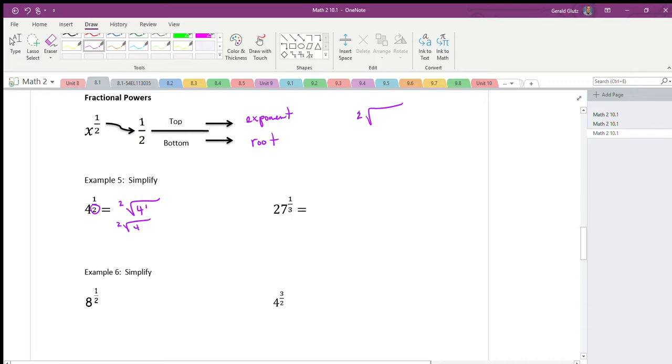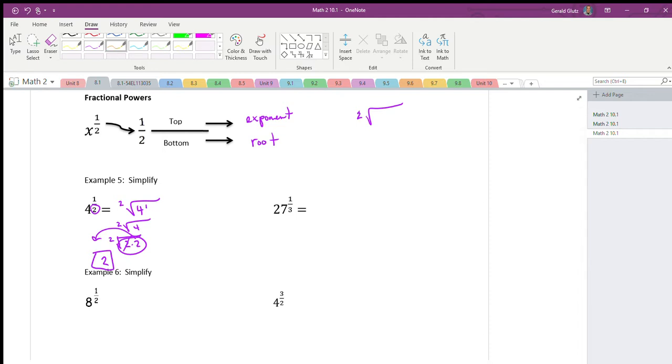But I'm looking for 2 of the same number in here. So if I break down 4, I know 2 times 2 is 4. So right away we have 2 of the same number. One goes away, the other one comes out. There's nothing left inside of the radical sign, so I don't write the radical sign anymore. My answer is just whatever came out, which is 2 in this case.